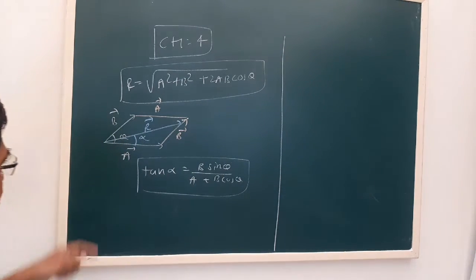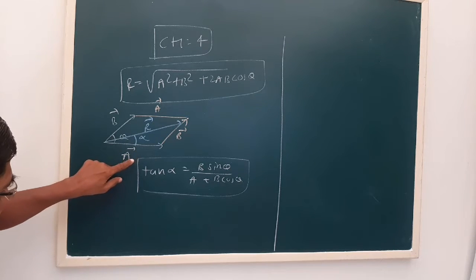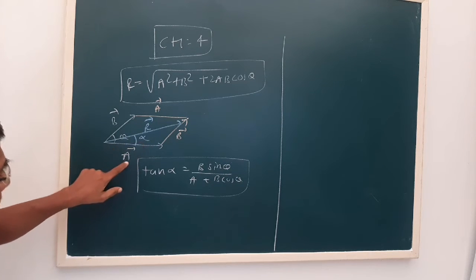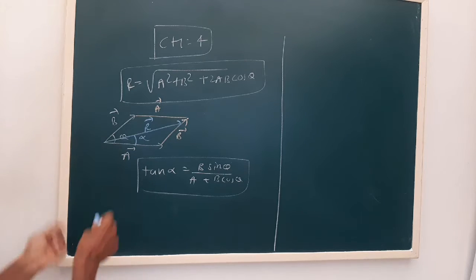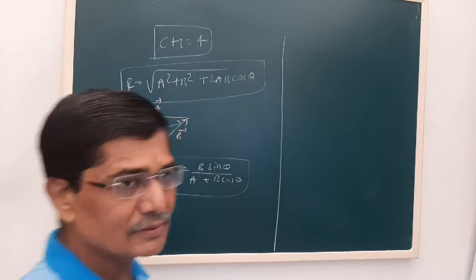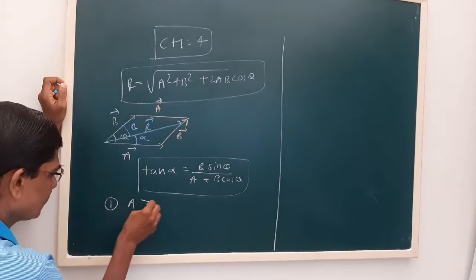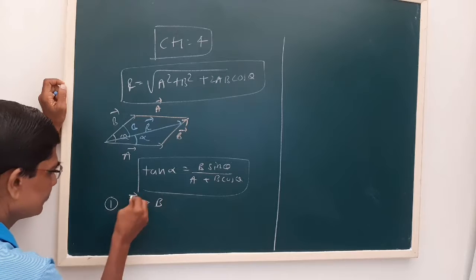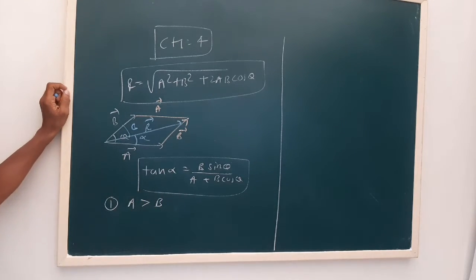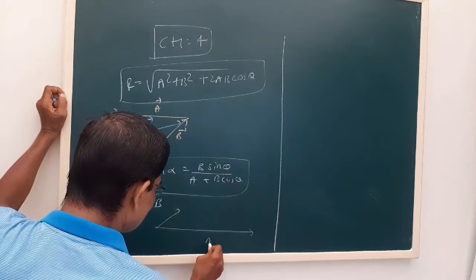Now suppose the resultant makes angle alpha with A and let us say beta with B. Sometimes they ask in the MCQ, first, what is the possibility when A is greater than B, that is, the magnitude of A is more than B? So what is the possibility here? Let us say A is here.